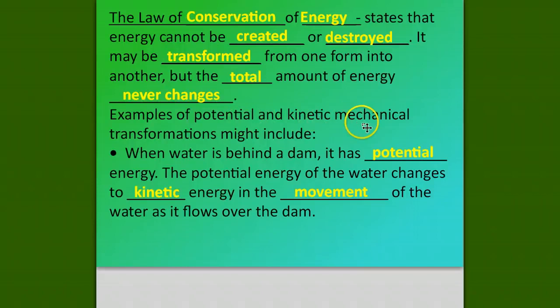Examples of potential and kinetic mechanical transformations might include this. When water is behind a dam, it has potential energy. That means it has energy of position. The potential energy of the water changes to kinetic energy, the energy of movement of the water, as it flows over the dam. So water behind a dam, potential. Water that goes over the dam, kinetic. And that is a dam that is holding back water in order to make electricity.